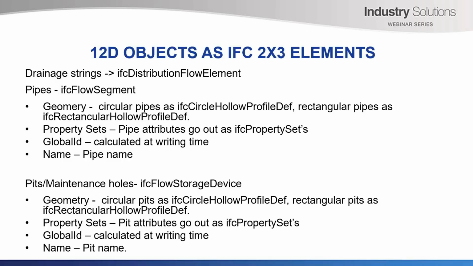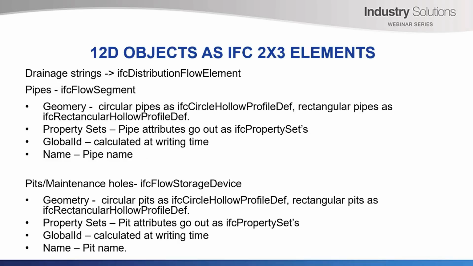And pits or maintenance holes go out as IFC flow storage devices. Again, for the geometry, circular pits can go out with the circular hollow, and rectangular pits as rectangular hollows. The pit attributes go out as IFC property sets, and the pit name goes out as the name. What we've found, although we're doing these things inside 12D model, is that some packages can't necessarily read these elements.